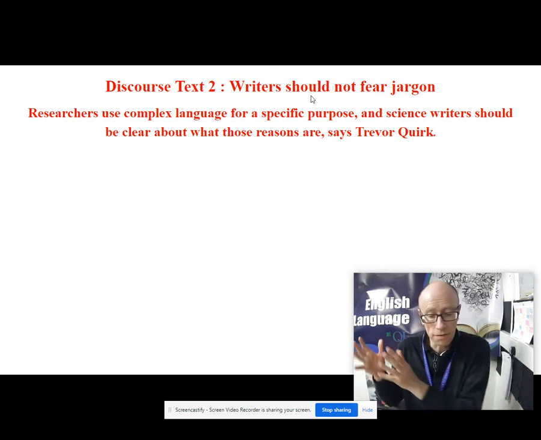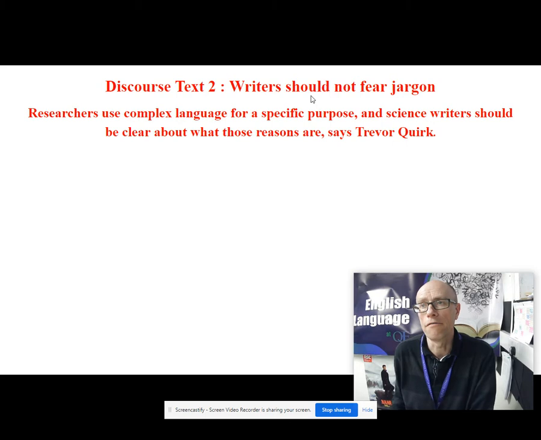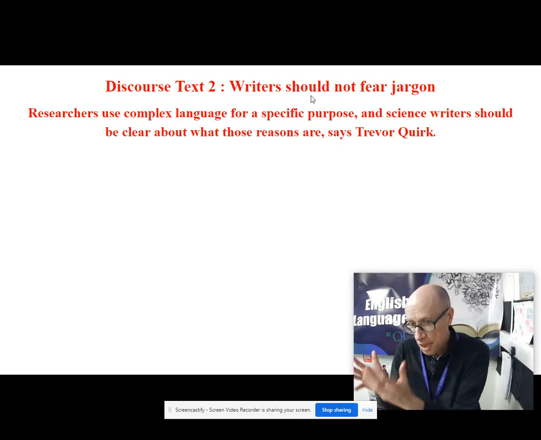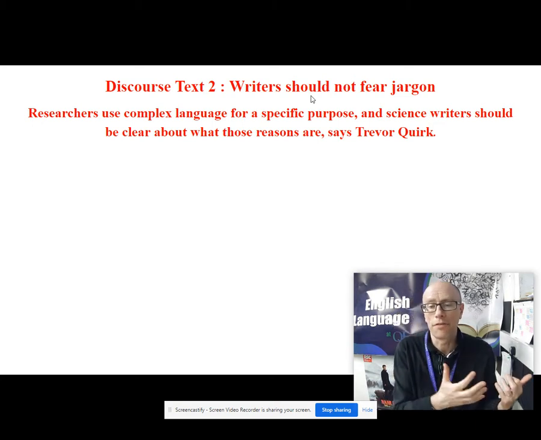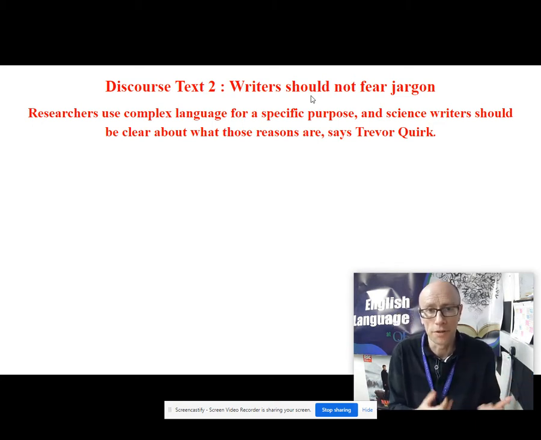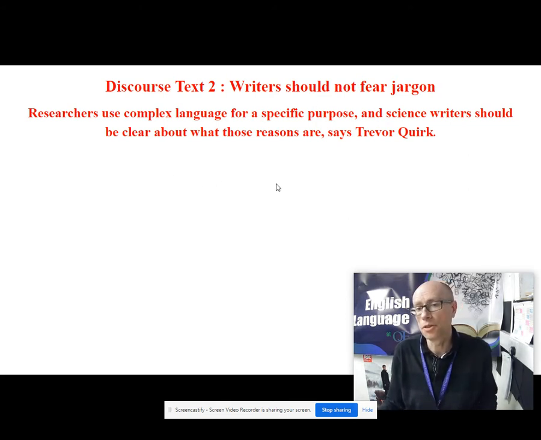So just as in the previous article, there was a very clear stance and the audience was being positioned to feel in a very negative way about jargon. Here we're going to have the antithesis of this. We're going to have an alternate argument. And here we've got the byline. Researchers use complex language for a specific purpose, and science writers should be clear about what those reasons are.